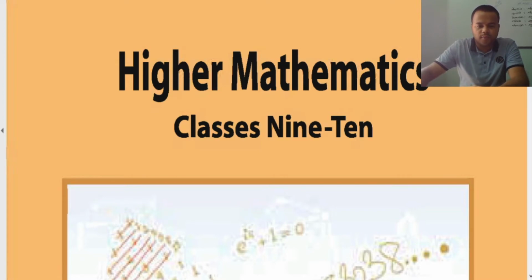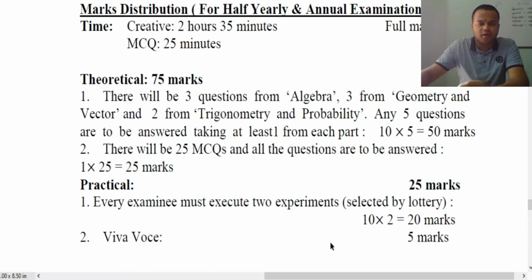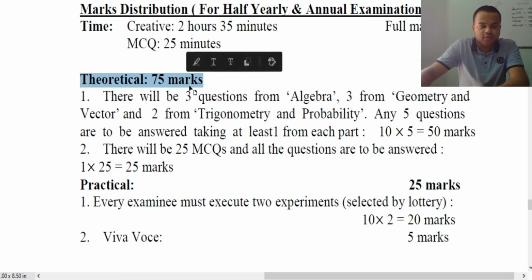See the marks distribution of the half yearly and annual exam. Here, in this slide, you are seeing the marks distribution for the half yearly and annual exam. In total, the time is 2 hours 35 minutes for the creative questions and 25 minutes for the MCQ, full marks 100. In this subject, marks are divided into parts. At first, the theoretical marks are 75 marks.